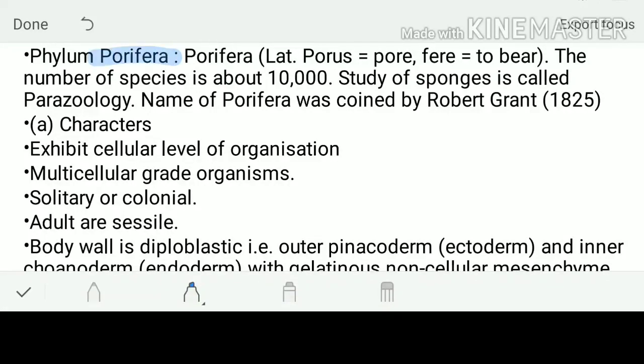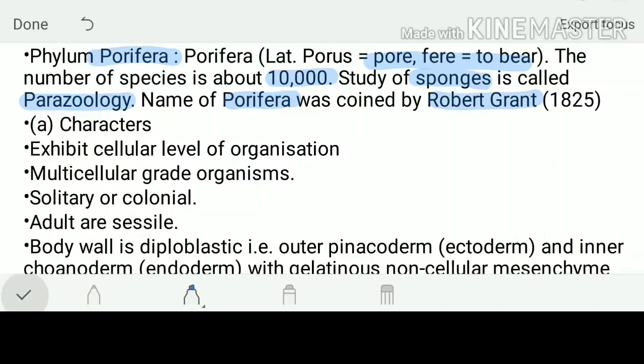Here, starting with the very base, what does Porifera mean? So basically, the meaning of Porifera is pore-bearing animals, which means minute pores are present on their body. The number of species present is almost 10,000 till now. Here, the study of sponges, or the study of Porifera animals, is called parazoology. The name Porifera was coined by a doctor named Robert Grant.